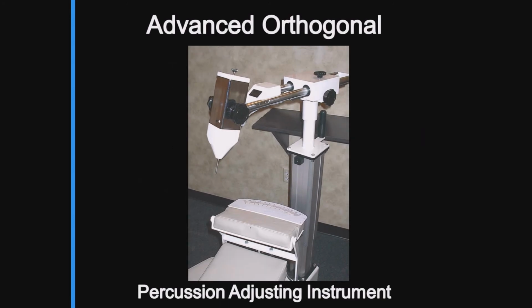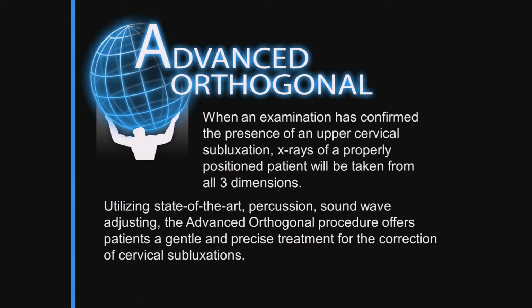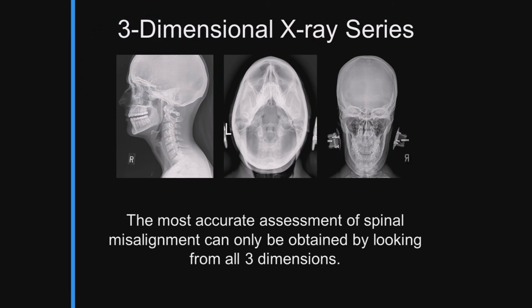So when an examination has confirmed the presence of an upper cervical subluxation, X-rays of the patient need to be taken from 3 dimensions. Since we're going to be using a state-of-the-art percussive sound wave adjustment, our procedure is going to be able to offer patients a gentle and precise treatment for the correction of cervical subluxations. The 3 dimensions of X-rays are a lateral view, a view from the top of the patient called a horizontal view, and a view through the front of the patient.